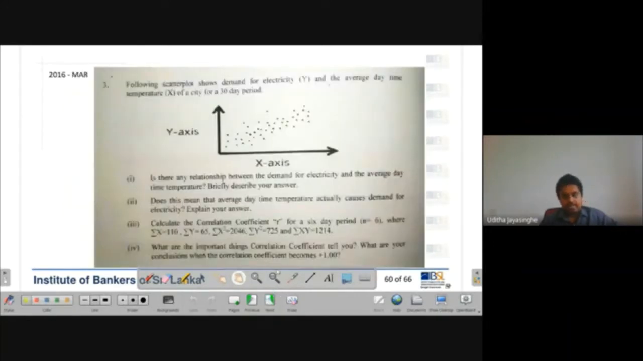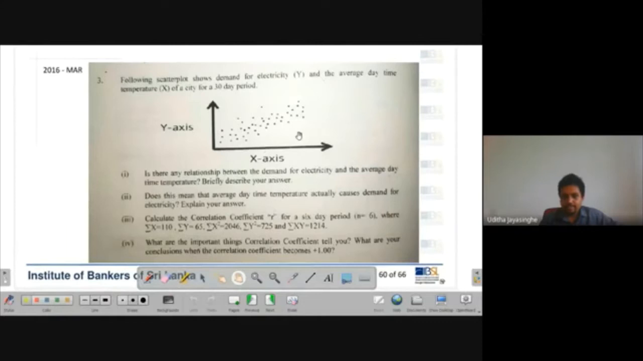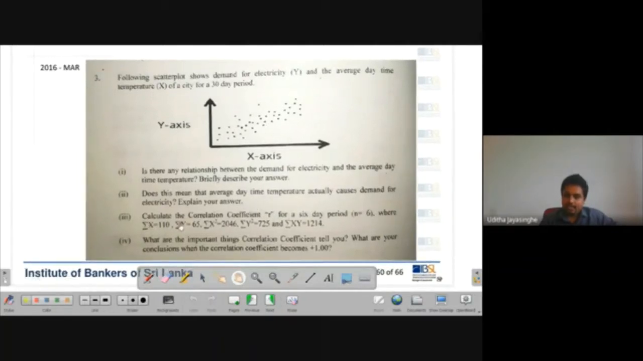16 March, it's a typical good question on a scatter diagram. Identify the relationship, demarcating 30 days average temperature versus the electricity consumption. If there are exceptions, you have to explain why it is not the case. And then see again sigma x, sigma y, sigma x square. Two ingredients are given here, and then you can calculate the correlation coefficient.